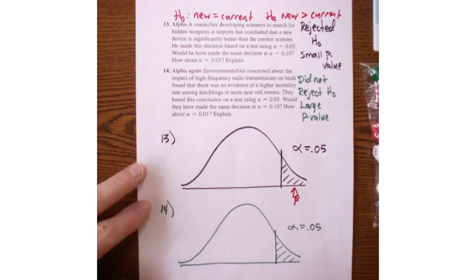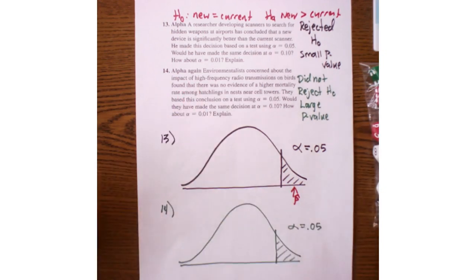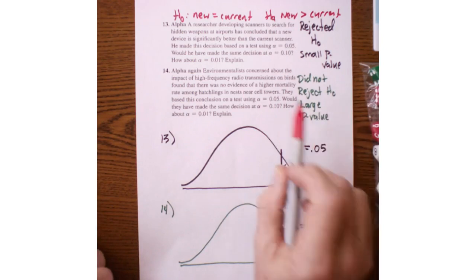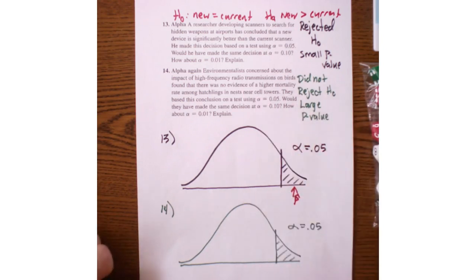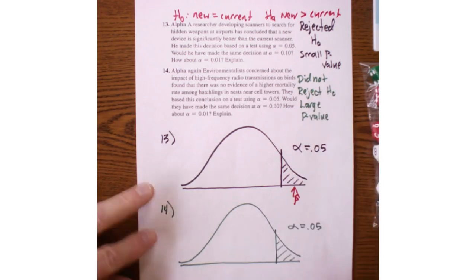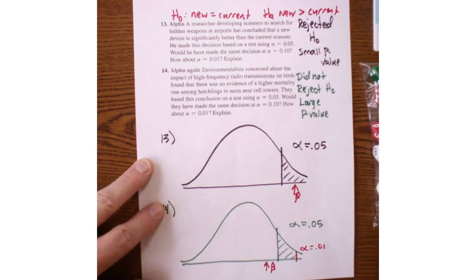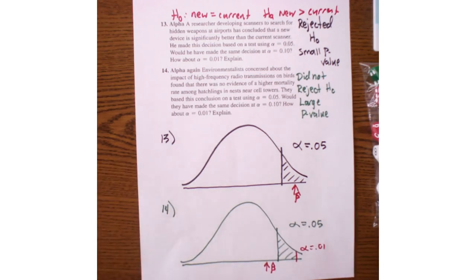Likewise, on 14, my null hypothesis is that there is no change in the mortality rates, where my alternate is that there is a change in the mortality rates. And I failed to reject. I did not reject H0. So my p-value, or my p-hat, must have been out there somewhere. So I would make the same decision at alpha equals 0.01, but I may not make the same decision at the 10% alpha level. So that was one of the things we talked about today.